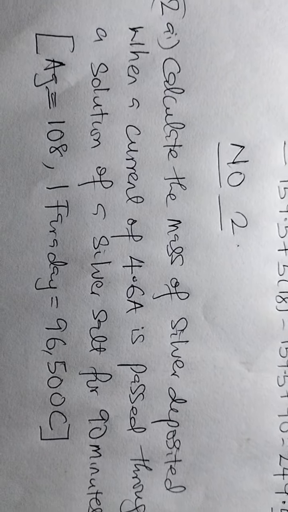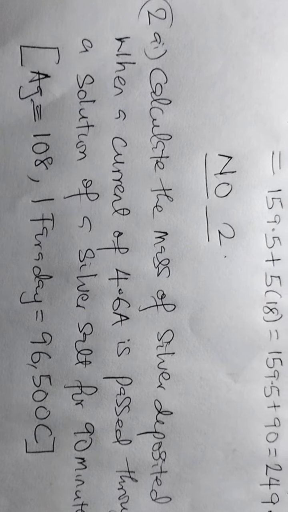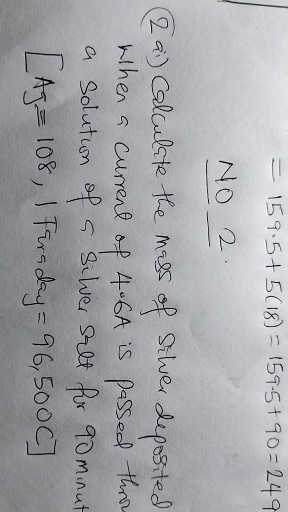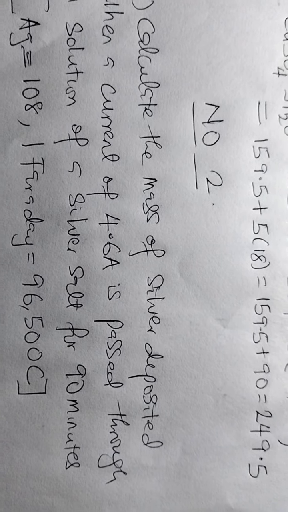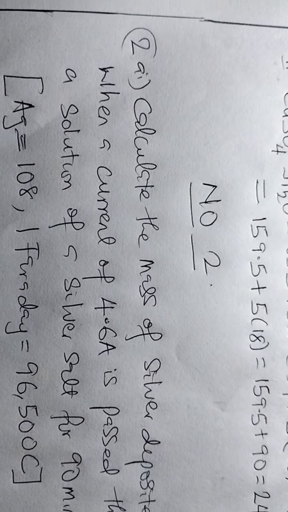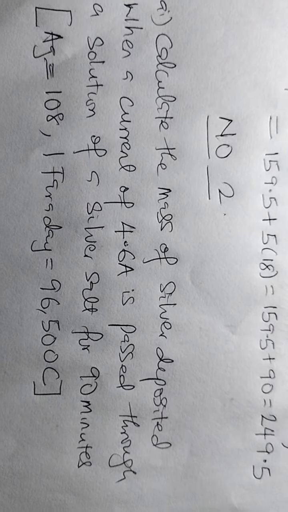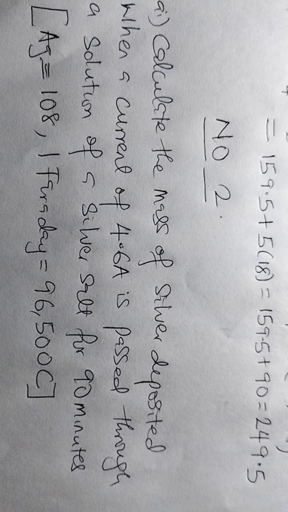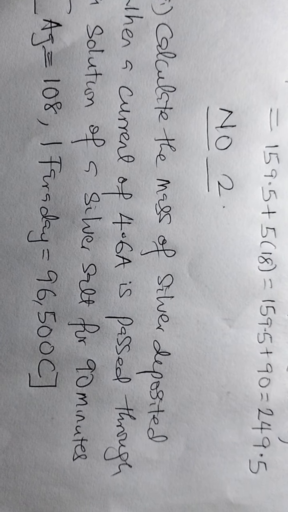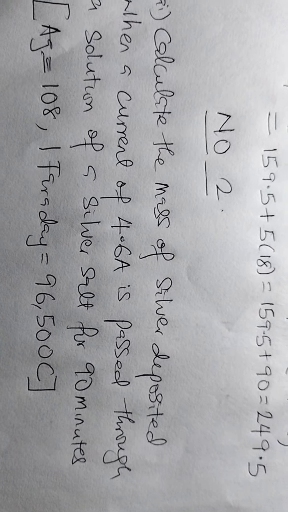Number 2 says, 2A(i): calculate the mass of silver deposited when a current of 4.6 amperes is passed through a solution of silver salt for 90 minutes. We are given the atomic mass of silver as 108, and 1 Faraday as 96,500 coulombs.